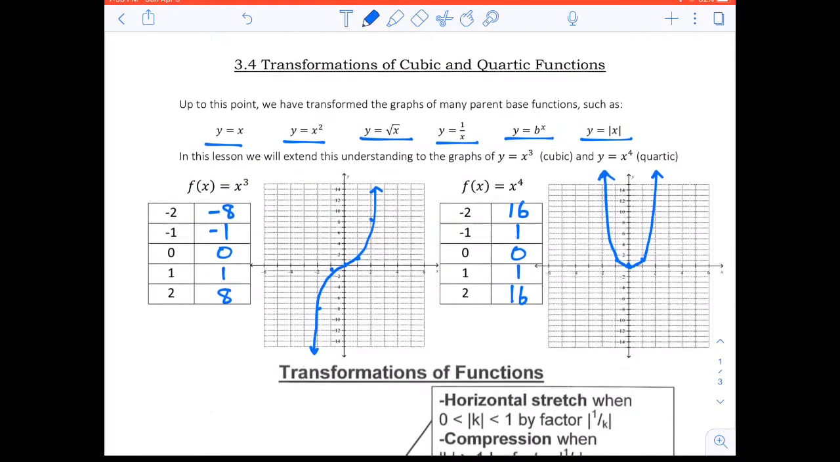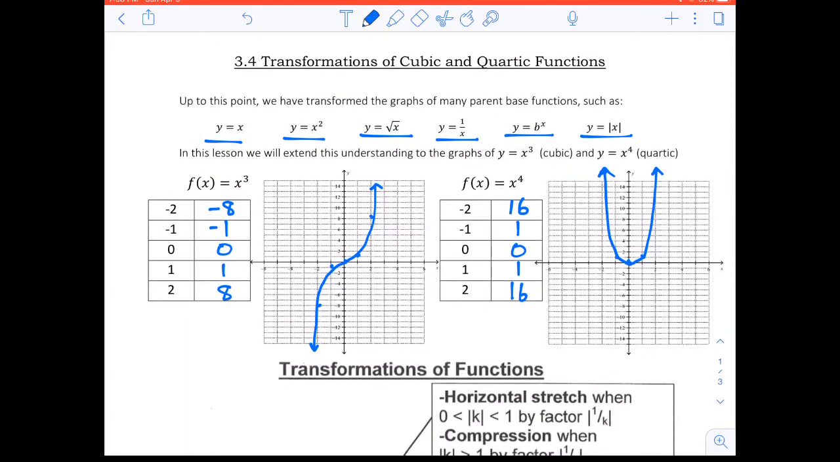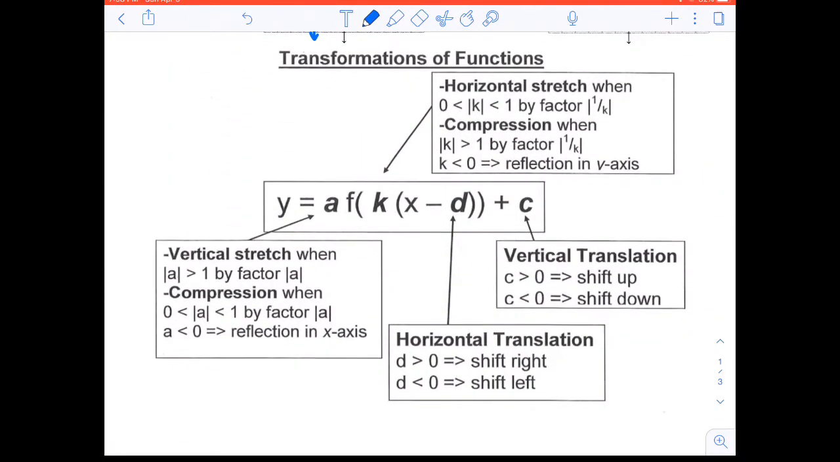So we're going to transform these two equations based on AKDC. As I scroll down, we have our basic transformations that we're already familiar with: AKDC, vertical and horizontal stretches and compressions, as well as reflections over the x-axis and y-axis, and D and C, which are our translations, which are just shifts to the left, right, up, or down.